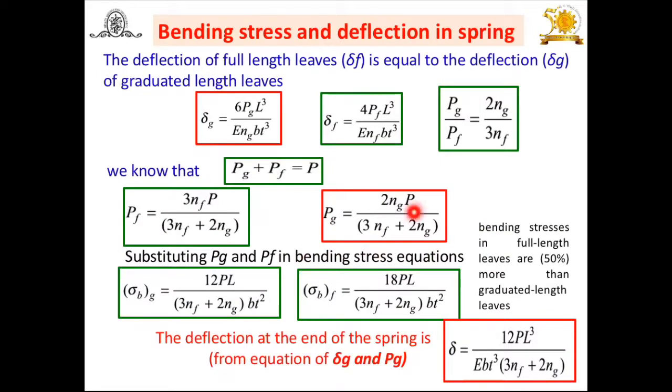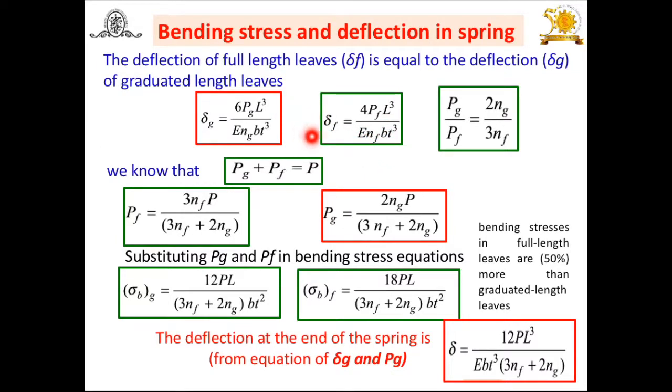After that, you will find the deflection of full length leaves is equal to the deflection of the graduated leaves, because they are stacked together. So we have to equate them. Therefore delta G is equal to delta F. What is delta G? 6 P_G L cube by E n_G b t cube, and delta F means 4 P_F L cube upon E n_F b into t cube. So we can equate them.